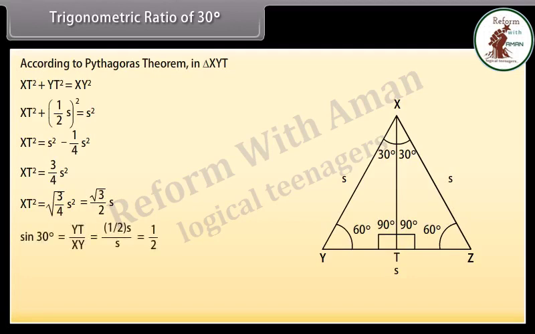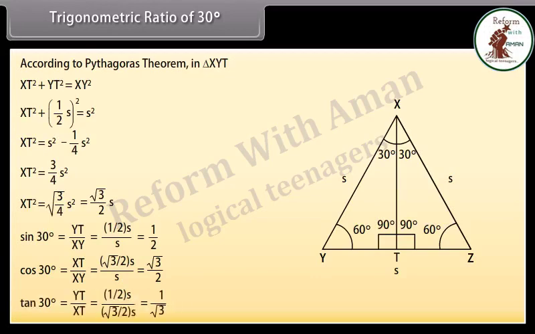Sin 30 degree is equal to YT upon XY equals 1 upon 2s upon s, which is equal to 1 upon 2. Cos 30 degree is equal to XT upon XY, which equals square root 3 upon 2s upon s, which equals square root 3 upon 2. Tan 30 degree is equal to YT upon XT equals 1 upon 2s upon square root 3 upon 2s equals 1 upon square root 3.